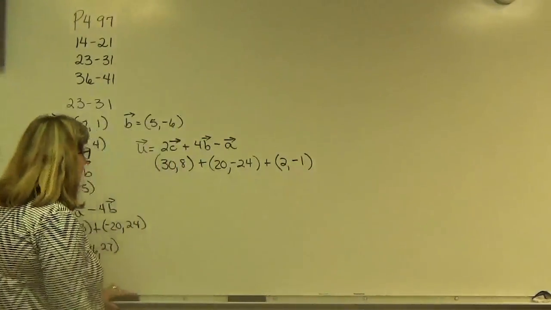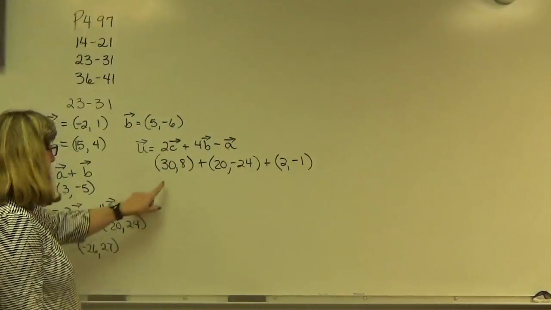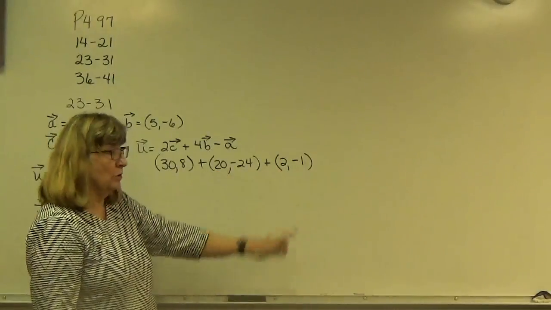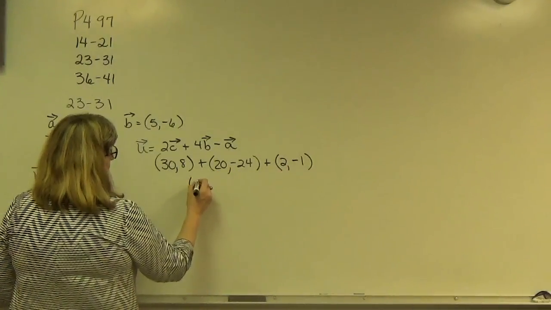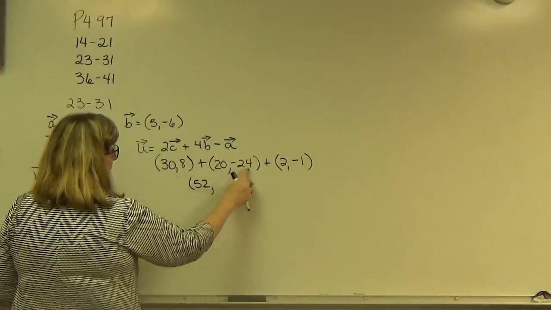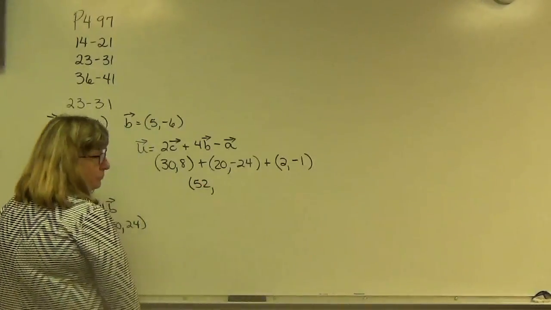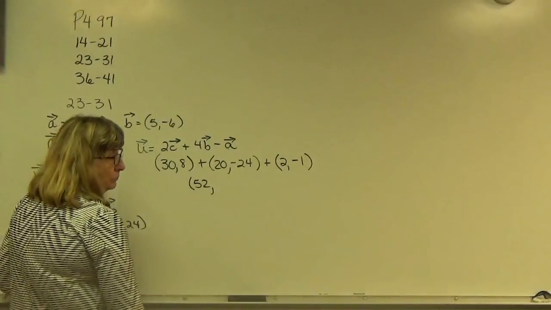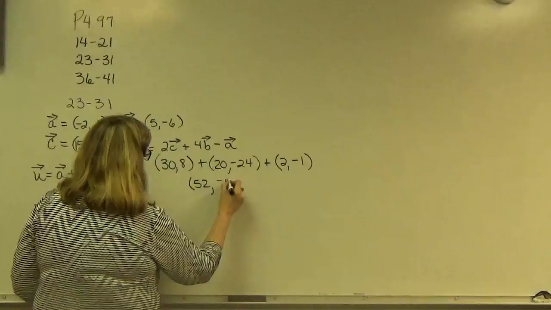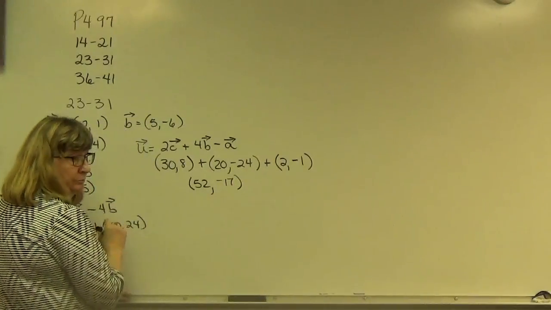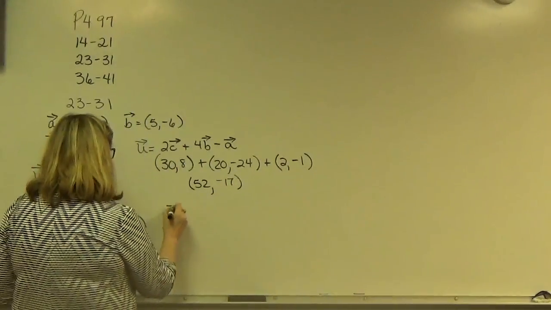And now Delaney D, you get to do the adding. So you've got 30, 20, and 2 are all the x's. So it's going to be 52. And then you've got 8, -24, -1. -17. Everybody agreeable? Okay, let's do another one.